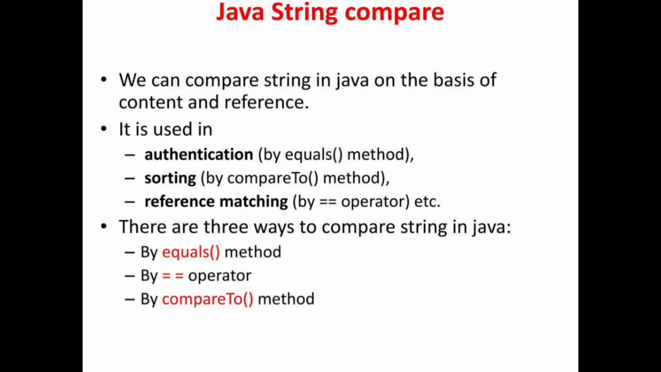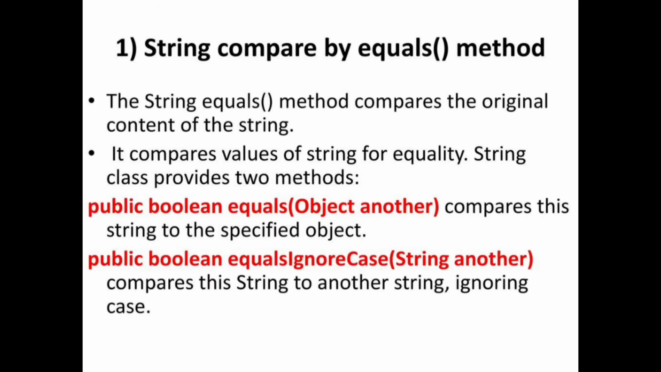Java string compare. We can compare strings in Java on the basis of content and reference. It is used in authentication by the equals method, in sorting by using the compareTo method, and in reference matching using the assignment operator. There are three ways to compare strings in Java: by the equals method, by the assignment operator, and by the compareTo method.